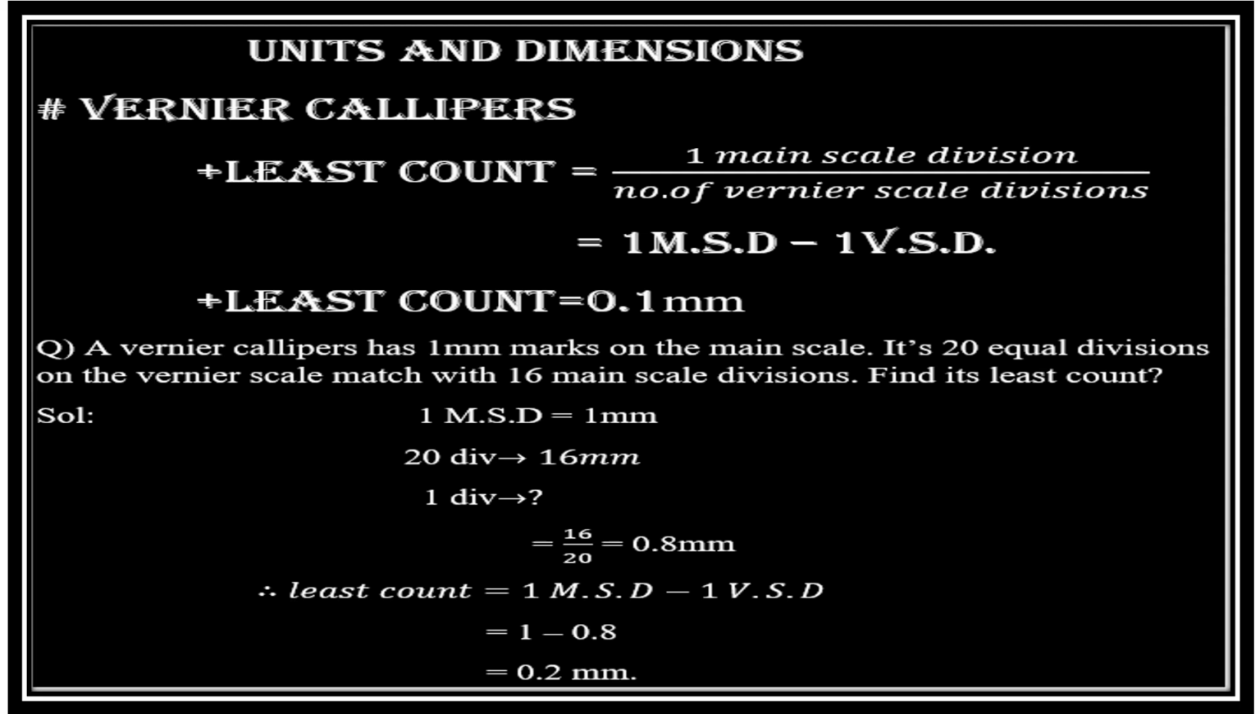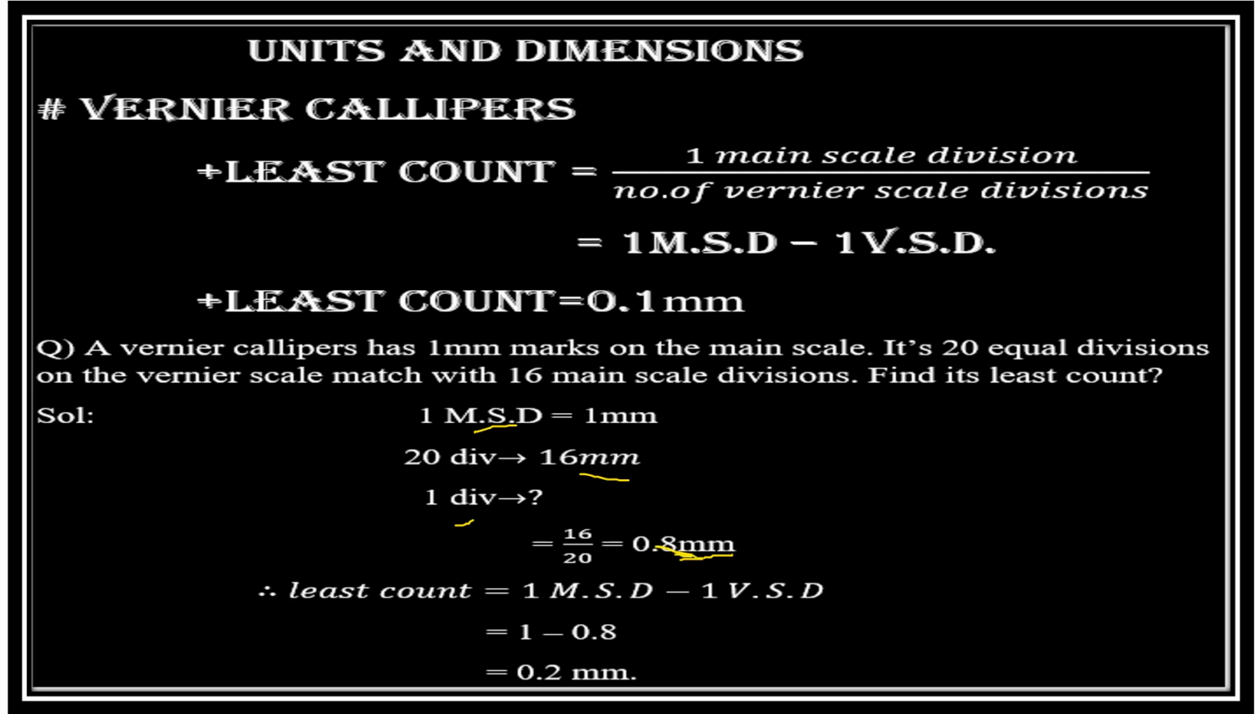They have given that 1 unit on the main scale division is 1 millimeter. And they have given that 20 equal divisions on the vernier scale match with 16 main scale divisions. 16 main scale divisions each with 1 millimeter. If you multiply, we get 16 millimeter. Means 20 divisions on the vernier scale match with 16 millimeter on the main scale. Then we should find it for one division. How much? That's 16 by 20, that's 0.8 millimeter. We got one vernier scale division.